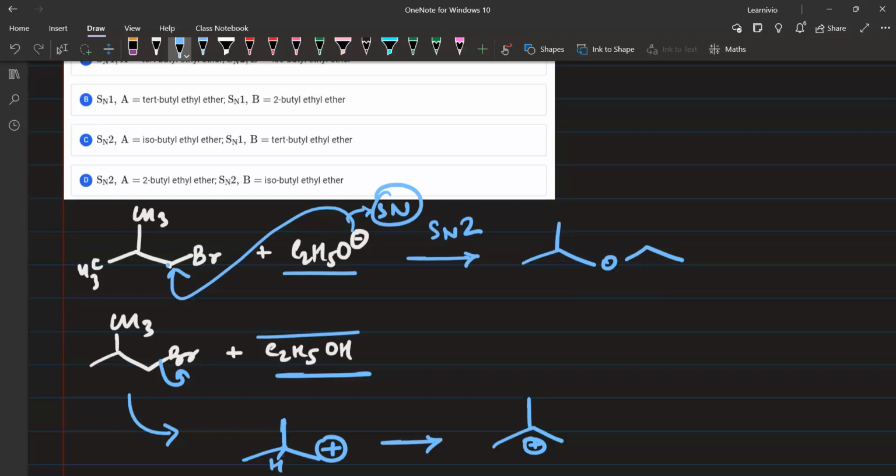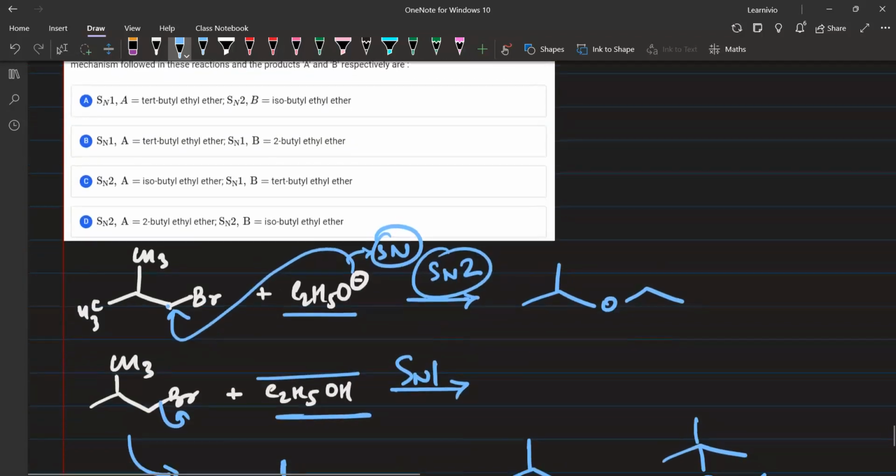Now, this positive charge will be attacked by the C2H5OH. So you'll get a molecule which is something like this. You have O and then C2H5, 2 carbon atoms here. So the first one is SN2 and the second one is SN1. Why? The only difference is the nucleophile. If you have a strong nucleophile, then it cannot wait because it is already having a negative charge. C2H5OH can wait because it is not having any negative charge.